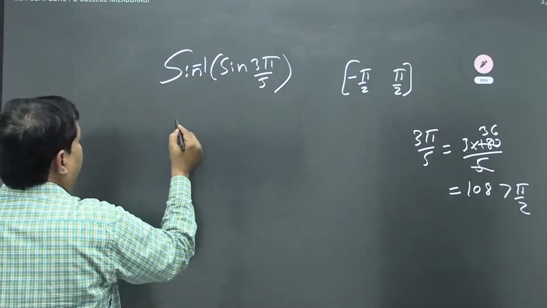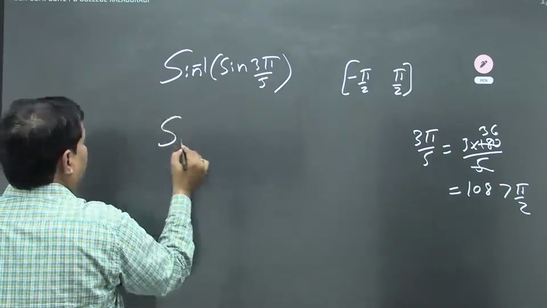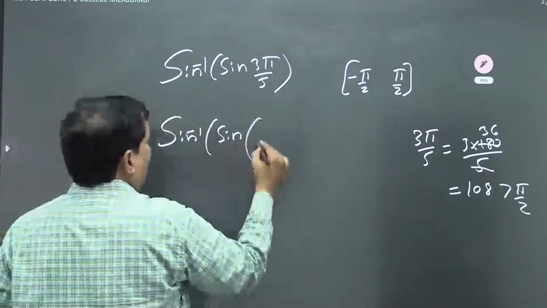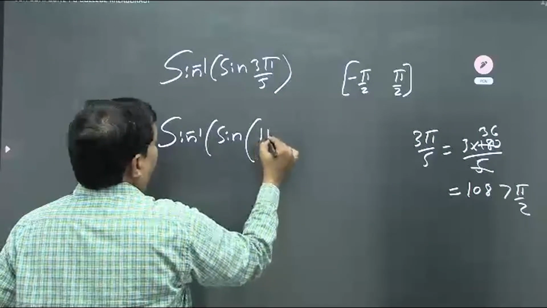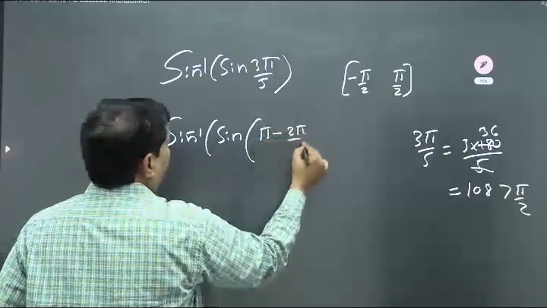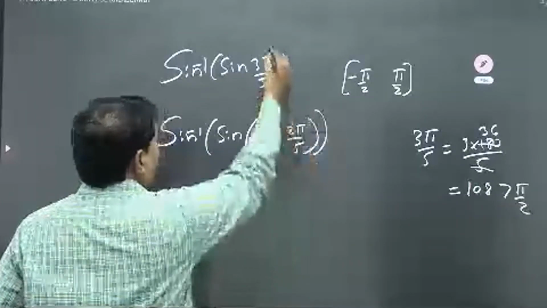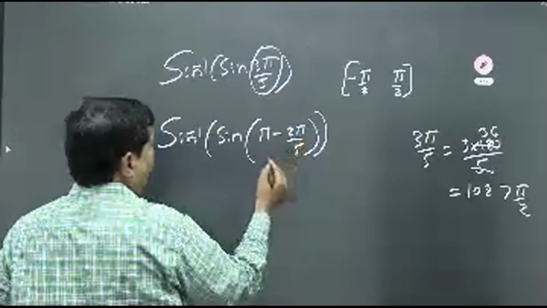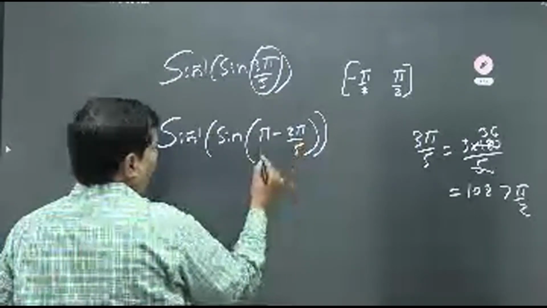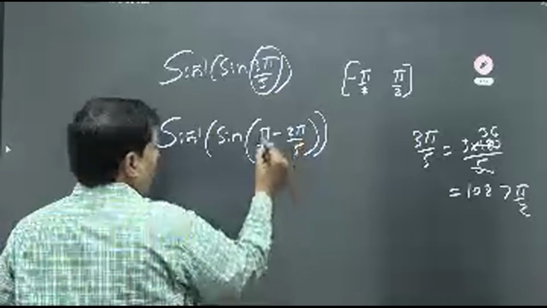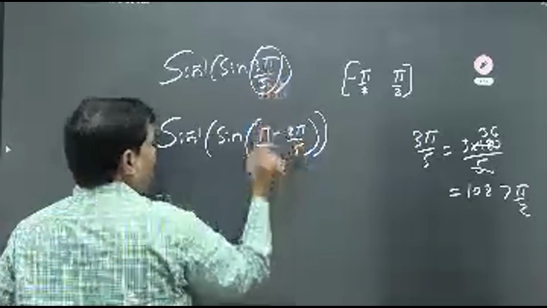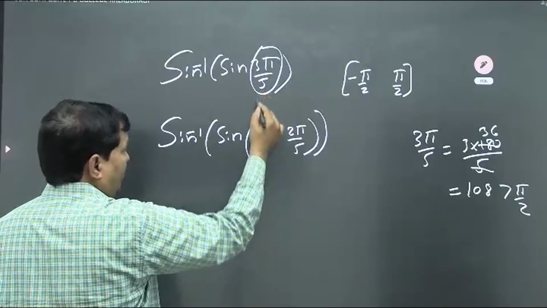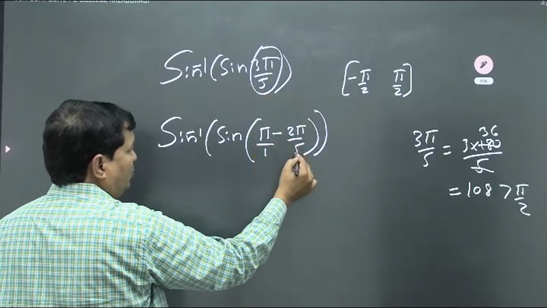Again, therefore, here I want to take it as sine of pi minus 2 pi by 5. First, I want to split this 3 pi by 5 as pi minus something. Is it correct or not? Because what is the LCM here? 5. 5 pi minus 2 pi gives 3 pi. So in terms of allied angles, I can write it as pi minus 2 pi by 5.